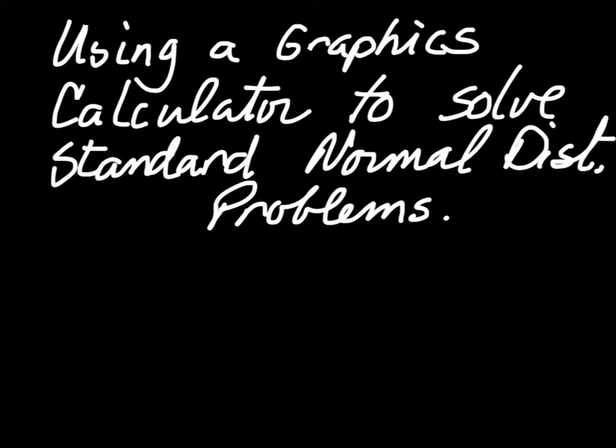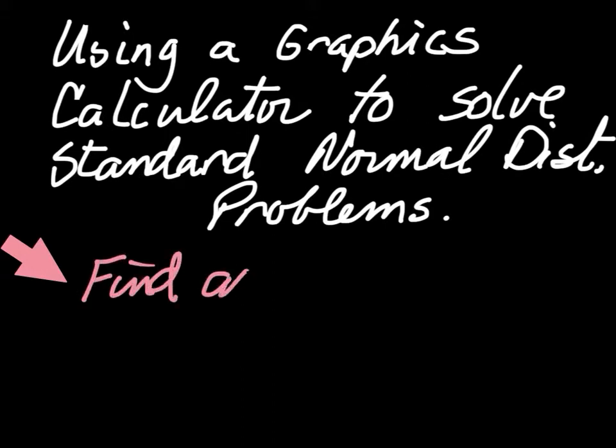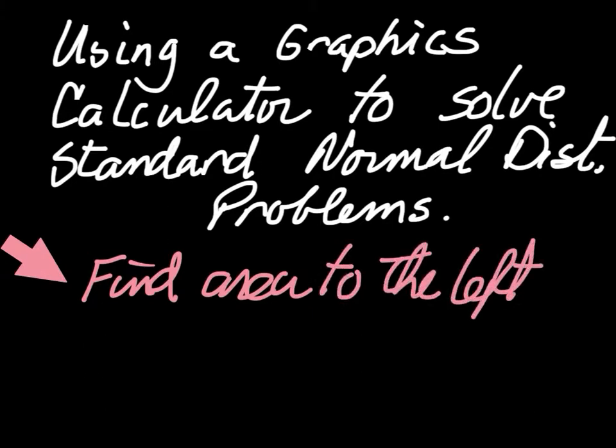What we're going to do is use a graphics calculator to solve standard normal distribution problems. We're going to do problems like find the area to the left of z equals negative 1.27, or to the right, or in between, etc. So let's take this over and I'll show you how to do this on a calculator.